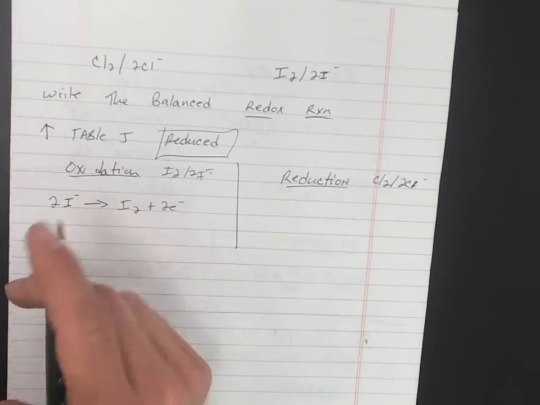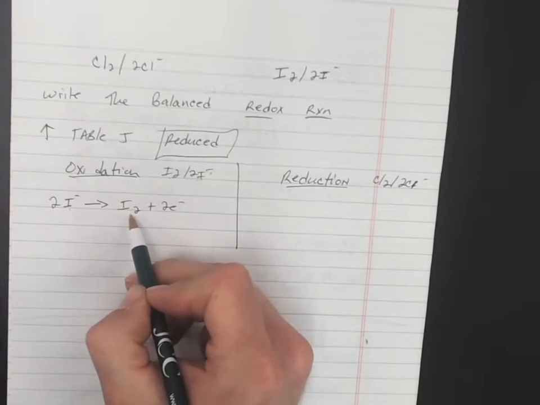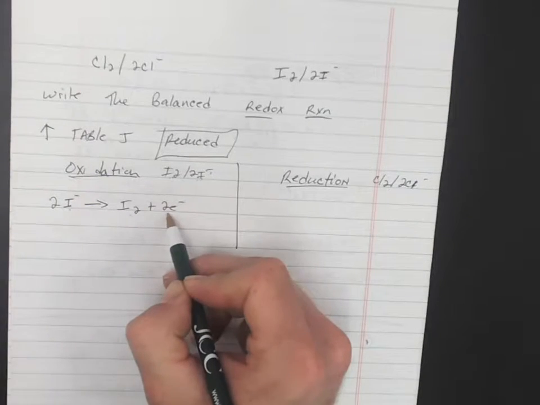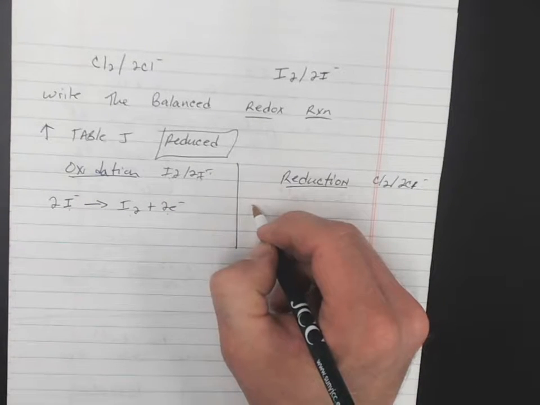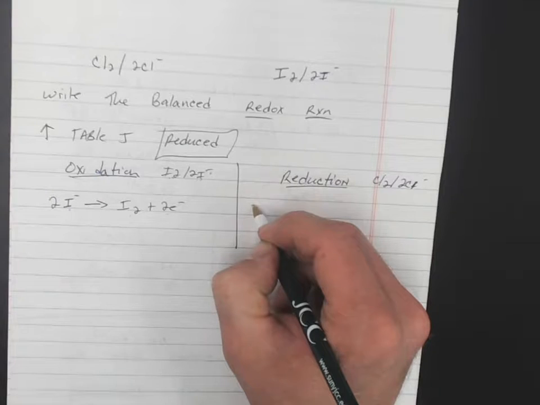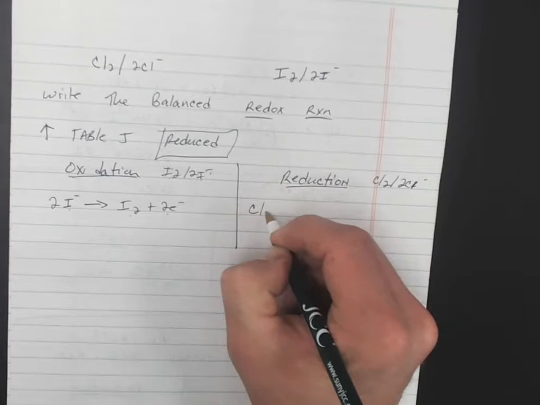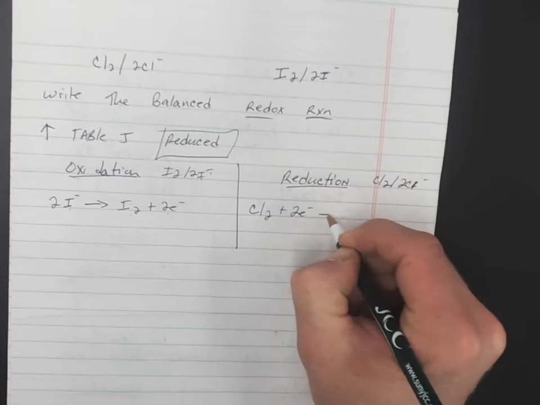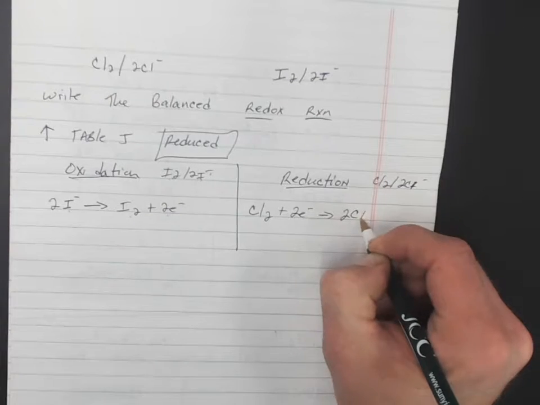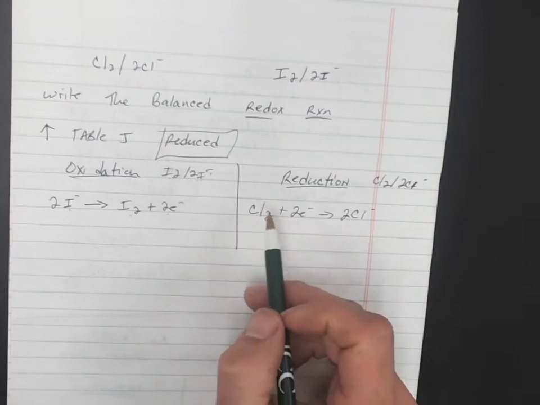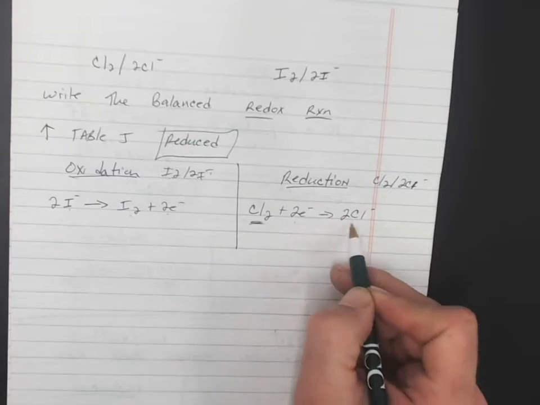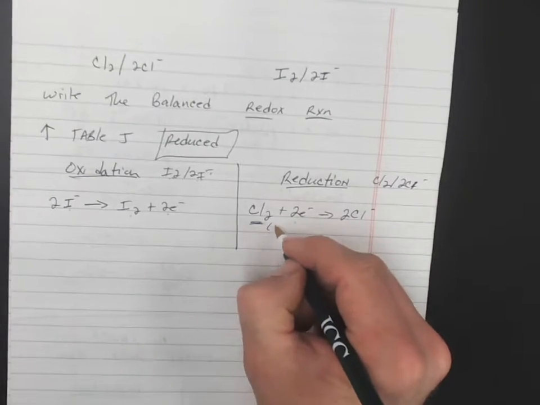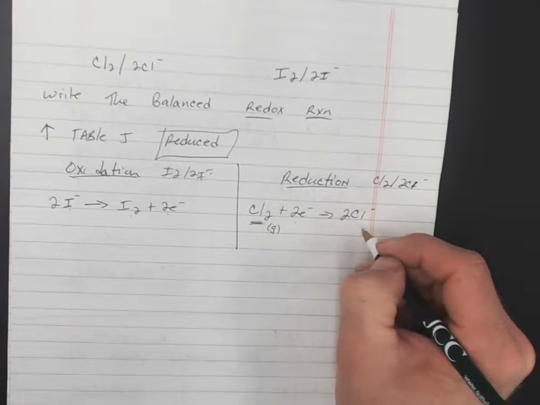So here we start with the ion, and we form the iodine molecule and release two electrons. Can someone over here do my reduction for me? You got it. This time, we've got to have the atom, which is the molecule, pick up the two electrons to form the ion. So this time, we start with the molecule and form the ion.